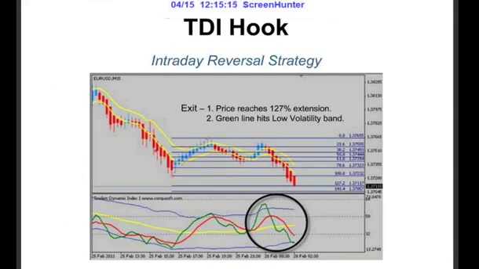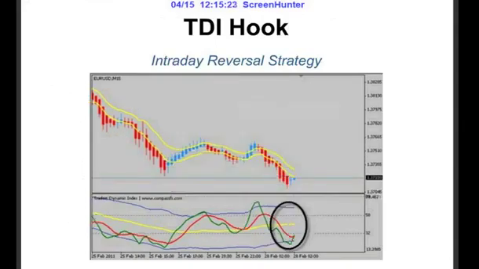Now let's take a look at the same trade here as it makes a bounce back up. Again, we have another TDI hook. Now we just exited the trade when it touched this, it went below, and now it's starting to come back up. So we have another TDI hook possibility here. Let's take a look and pick apart this potential trade.